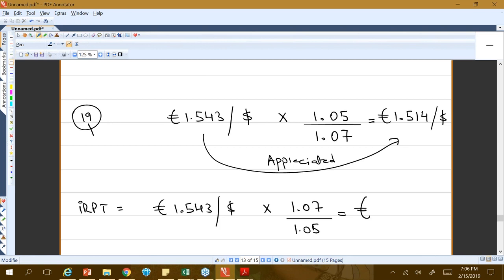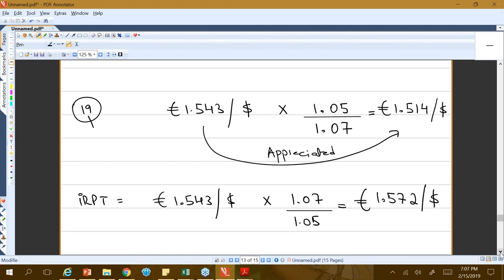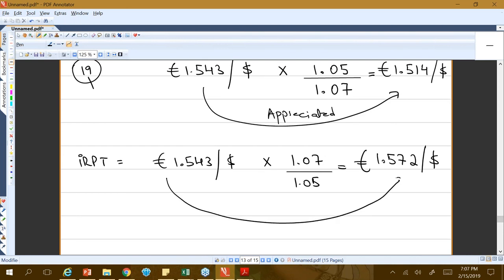So let's do this calculation. 1.543, 1.07, 1.05, 1.572. 1.572 per the dollar. Now what has happened to the euro here? The euro has clearly depreciated.